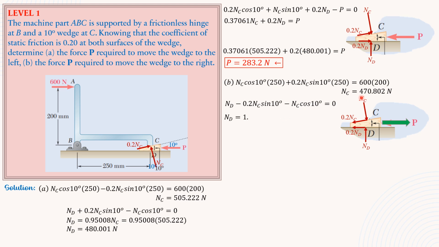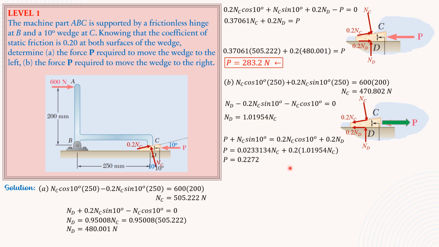Substitute the value of N sub C, which is 470.802. So N sub D is 1.01954 N sub C. So summation forces horizontal, P plus N sub C sine 10 equals 0.2 N sub C cosine 10, the horizontal component of this, plus 0.2 of N sub D. So P is equal to 0.0233134 of N sub C plus 0.2 of 1.01954 of N sub C from here.